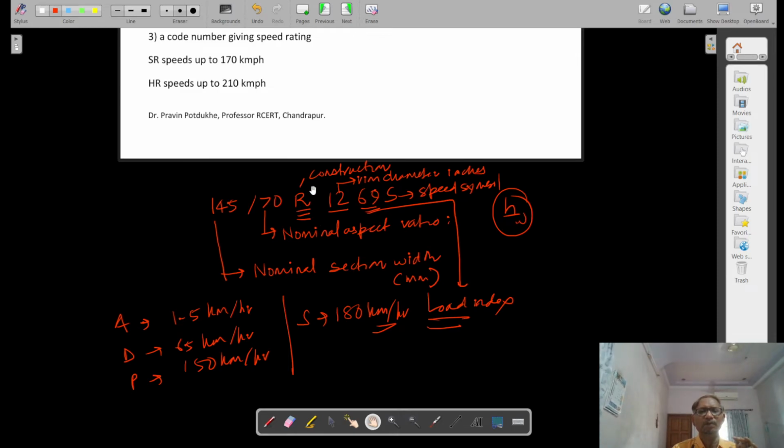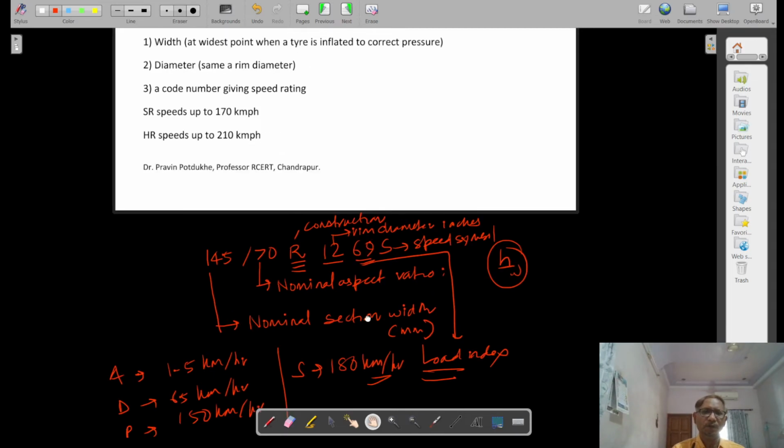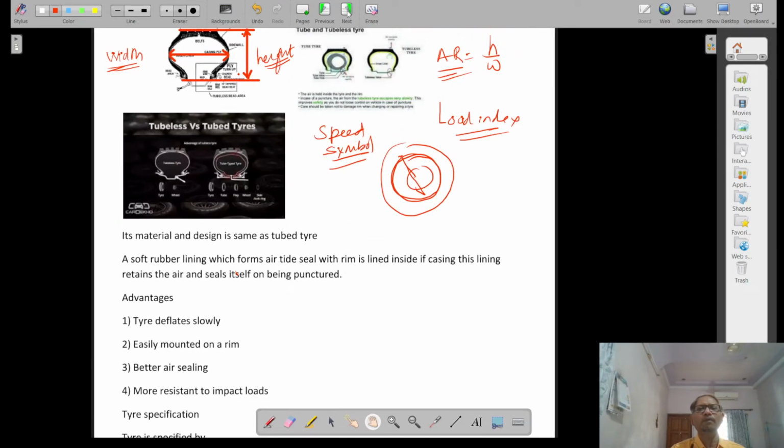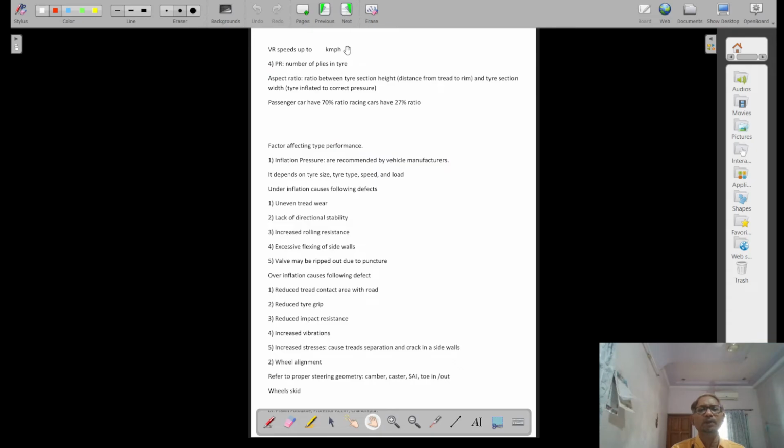R is the construction. 12 is the rim diameter in inches. 69 is a load index, meaning the amount of load the tire can carry, and S is the speed symbol. If it is A, instead of S, it is 15 kilometers per hour. If it is D, it is 65 kilometers per hour. If it is P, it is 150 kilometers per hour. So this is the specification of the tire that is being mentioned.